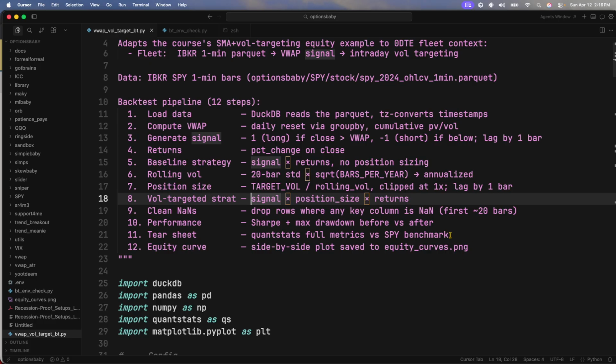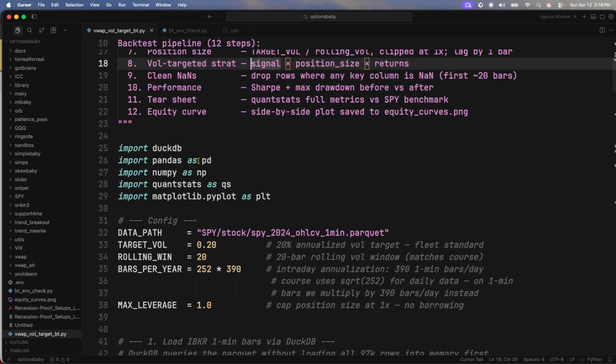And what that SPY benchmark allows us to know is, if we just held SPY and didn't do anything else, is the strategy more competitive than just holding SPY? Then we're also going to have an equity curve.